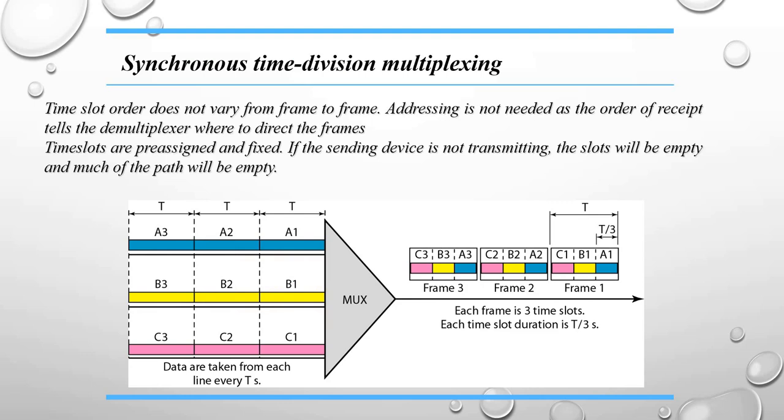Addressing is not needed, as the order of receipt tells the demultiplexer where to direct the frames. Time slots are pre-assigned and fixed. If the sending device is not transmitting, the slots will be empty and much of the path will be empty. So this is one of the disadvantages of synchronous time division multiplexing: if an input line doesn't have any data to be transmitted, its time slot will be empty.